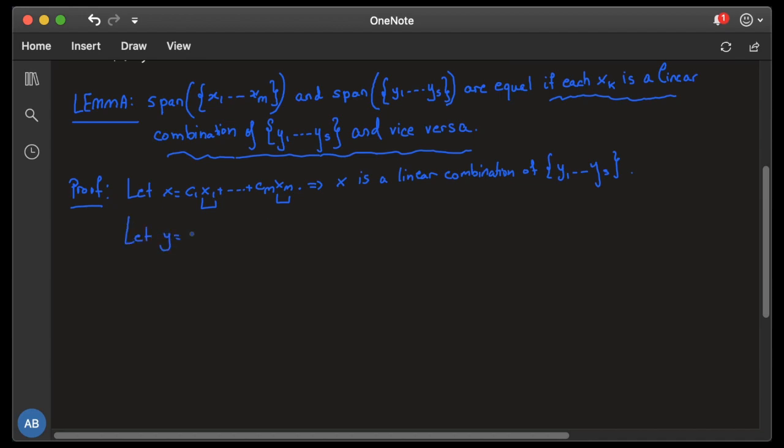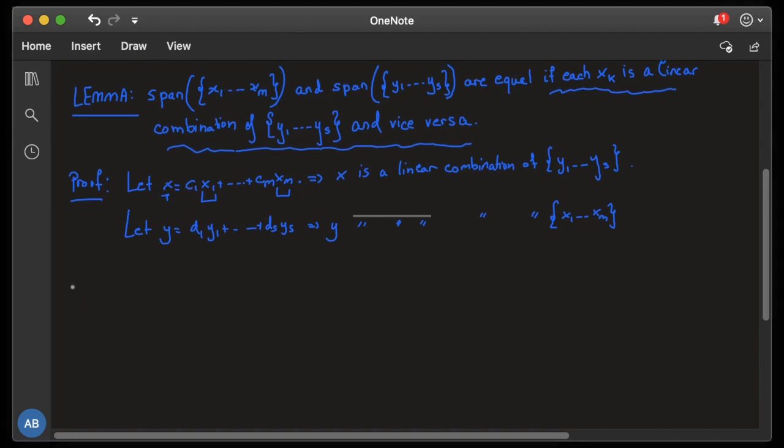Likewise, you can let y be a linear combination of the y's, y1 down to ys, and hence, since the y's are linear combinations of the x's, that means that y is also a linear combination of the x's. And this means that the two spans are equal, because if I pick a vector at random from the span of x1 down to xm, call it x, then I could also write it as a function of the y's, and vice versa. That could only mean that the two spans are equal.